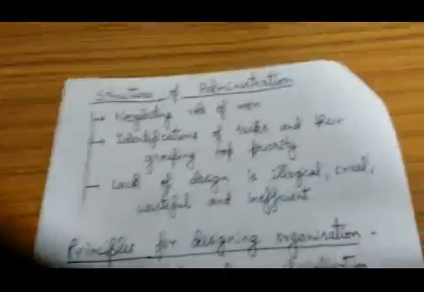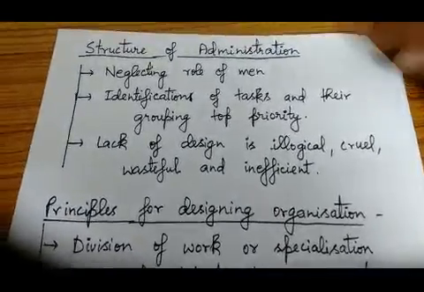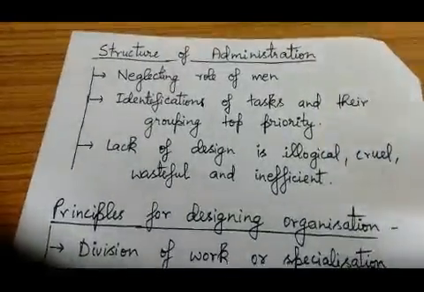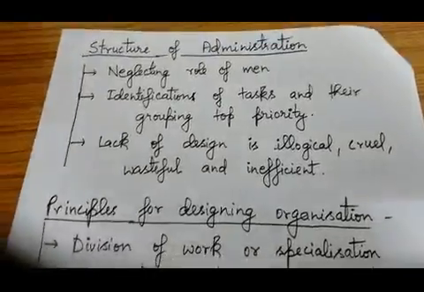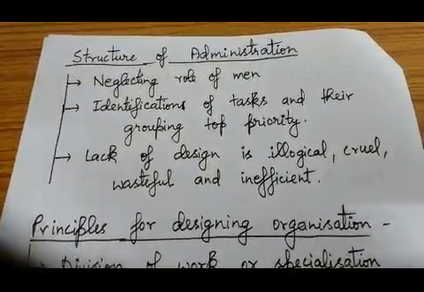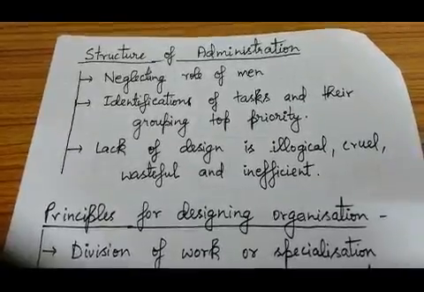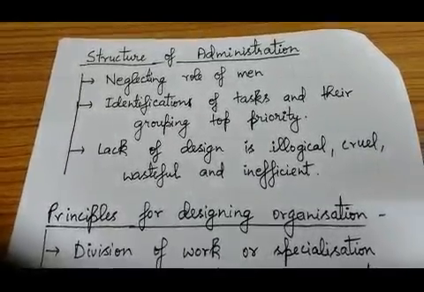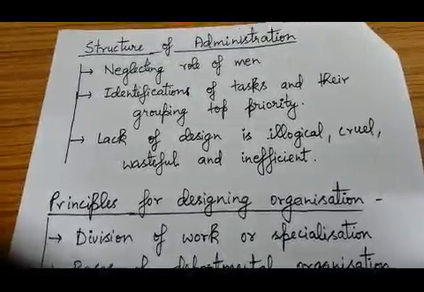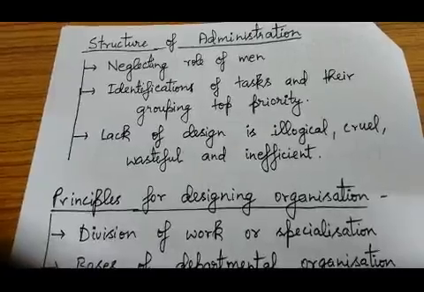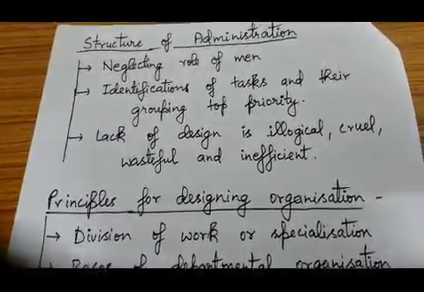Okay, so now we will see their concepts. First is the structure of administration. Gullick and Urwick mostly wrote about how to make a good structure, and they neglected the role of men. Mostly they talk about how organizations should be formed rather than what the role is. They talk about the role of men, but the humanistic or behavioral approach they have totally neglected.